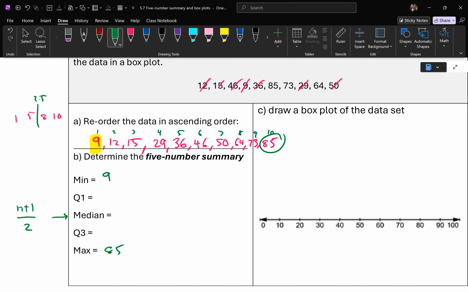So n plus 1 will do it for both even and odd numbers. So say if I had an odd number of people, let's say 1, 5, 8, 10, 11. So I now have 1, 2, 3, 4, 5. The middle person is clearly the third person in rank, right? So what's a quick way of doing it? Count the number of people. 1, 2, 3, 4, 5. So 5 plus 1, 6. 6 divided by 2 tells you it's the third person. Does that make sense?